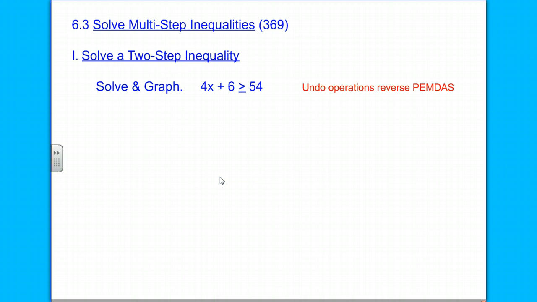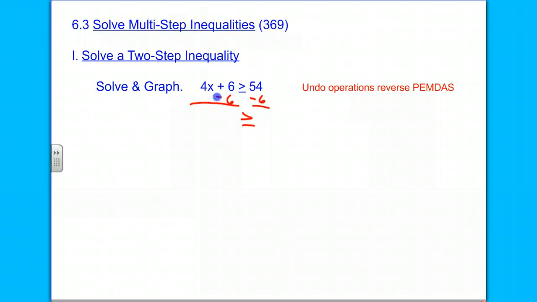Subtract 6. So when we subtract from the left side of the inequality, of course we have to subtract from the right side. The inequality sign is like a fence. What you do to one side, you must do to the other to maintain the same equivalent statement, right? Or an equivalent statement. Bring down the inequality sign first, so you don't forget.